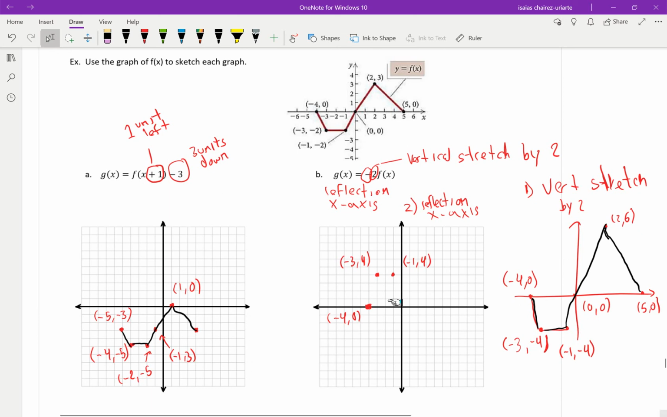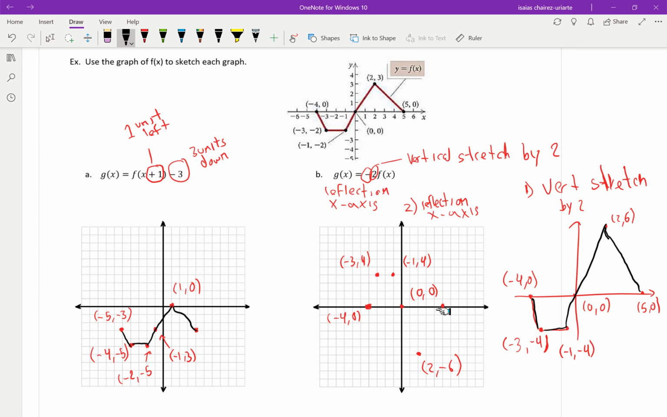And then 0, 0 stays there because that's just the origin. If we reflect it on the x-axis, it stays put. And then this other point that we had at 2, 6, now I'm going to have 2, negative 6. So 2, negative 6, that's down here. And finally 5, 0, that point is on the x-axis, so it stays on the x-axis. And I think that is my graph. That is the final transformation.